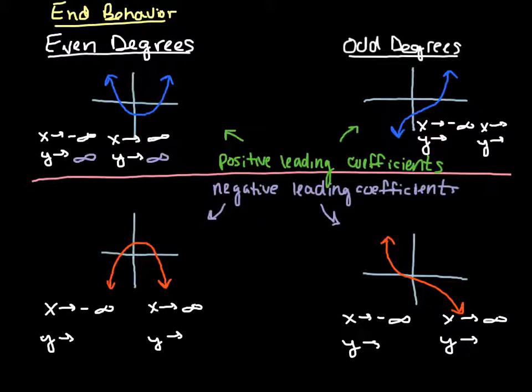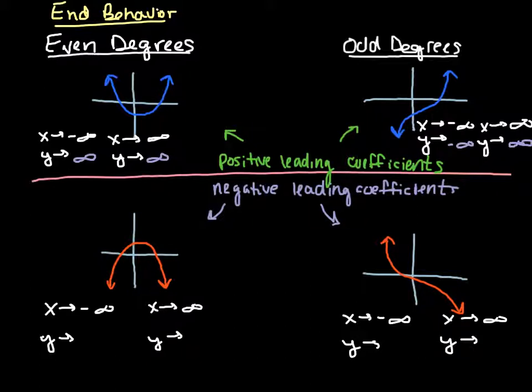Now for the odd degree. As x approaches negative infinity on the left side, what's happening to my y? My y is going down. That means as x approaches negative infinity, y is going to approach negative infinity. As x approaches positive infinity, what's happening to my y? So we're looking at our right side. As x approaches positive infinity, what's happening to my y? It's going upwards. So that means y is going to approach positive infinity.